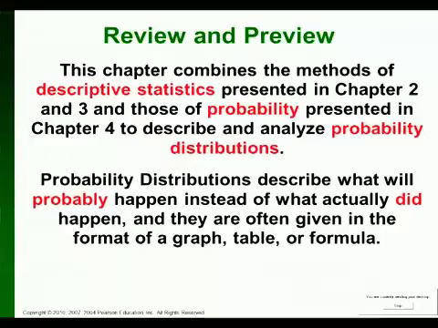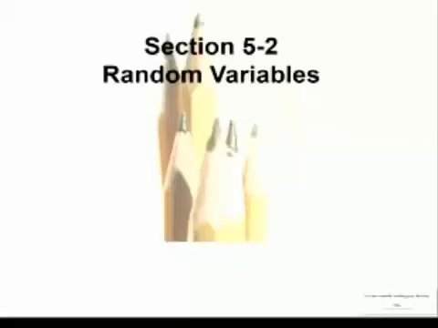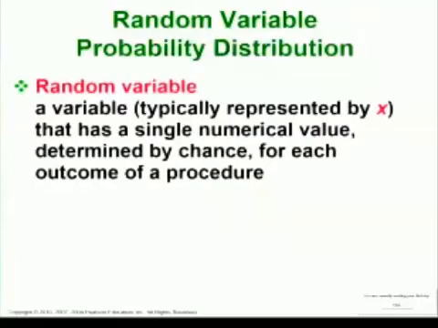Section 5.2 is random variables and probability distributions. Let's get those definitions. A random variable is a variable, typically represented by X, that has a single numerical value determined by chance for each outcome of a procedure. Now, the procedure may be that I'm going to flip a coin 100 times, and X could be the number of times it lands on heads.